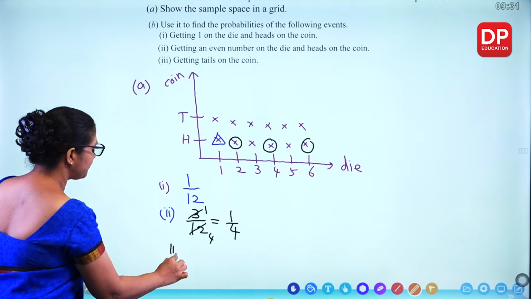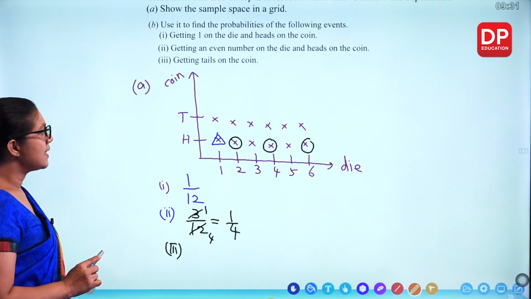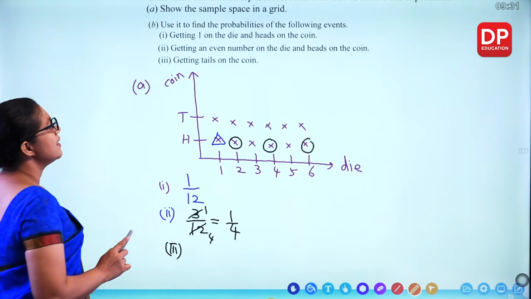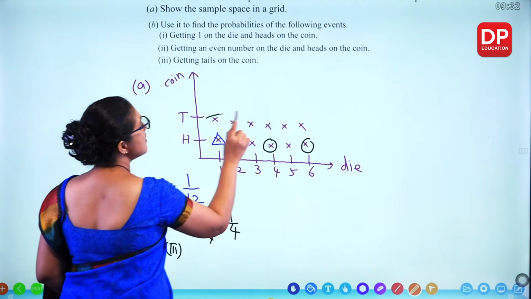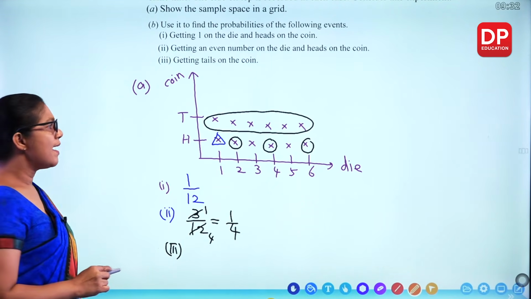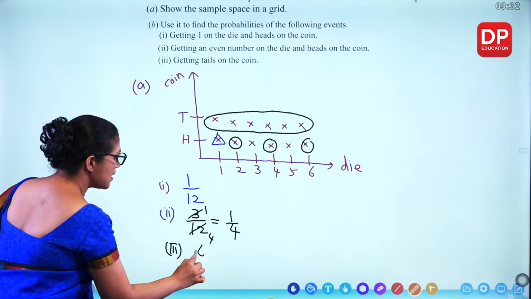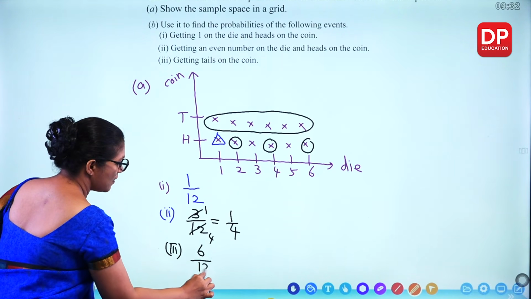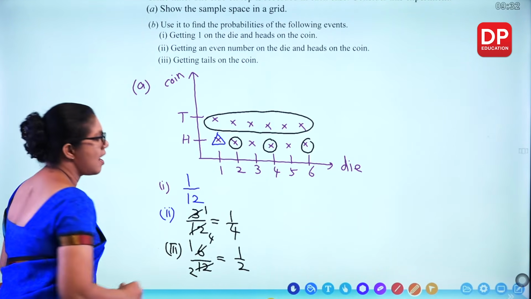Third one, getting tails on the coin. Getting tails means you can get this whole part. So how many outcomes are there? 1, 2, 3, 4, 5, 6 outcomes out of 12. When you simplify, you get half.